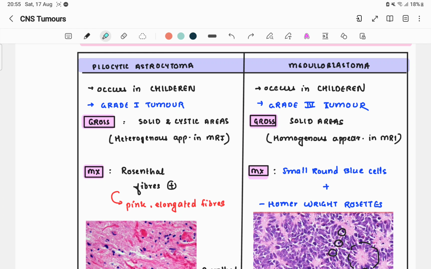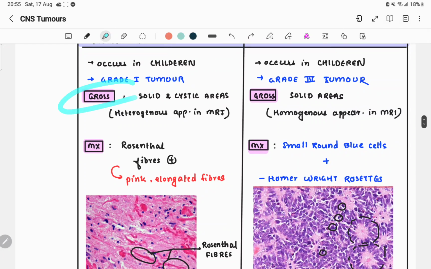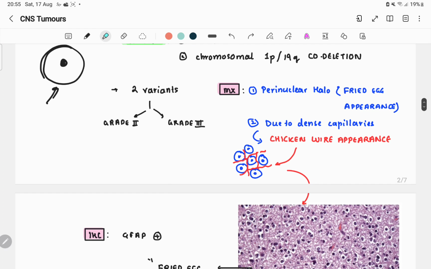It is categorized not under the astrocytomas but under another group, tumors of childhood. We don't need to go into that classification much. Just know that it occurs in children. It is a grade 1 tumor, only atypia and mitosis. Understood? So you can write here atypia and mitosis in microscopy as well. Gross is solid and cystic areas are present. Heterogeneous appearance in MRI. This is important. It has a heterogeneous appearance on MRI.